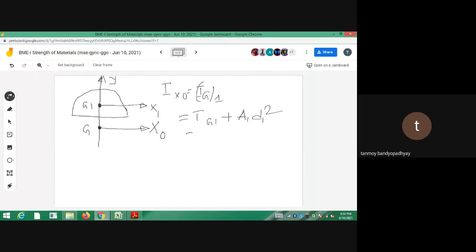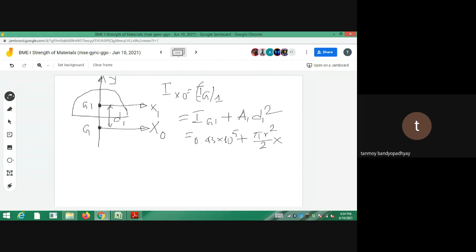What is IG1? IG1 is what we calculated, 0.43 into 10 to the power 5, I think. So 0.43 into 10 to the power 5 plus A1. A1 is again the area of the semicircle, which is pi r square divided by 2, into D1 square. Now we need to calculate D1. How to calculate D1? D1 will be the distance between the two axes. So what will be D1?